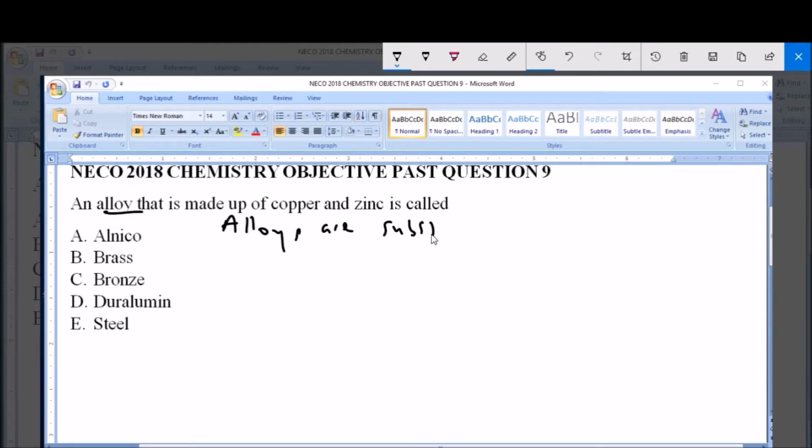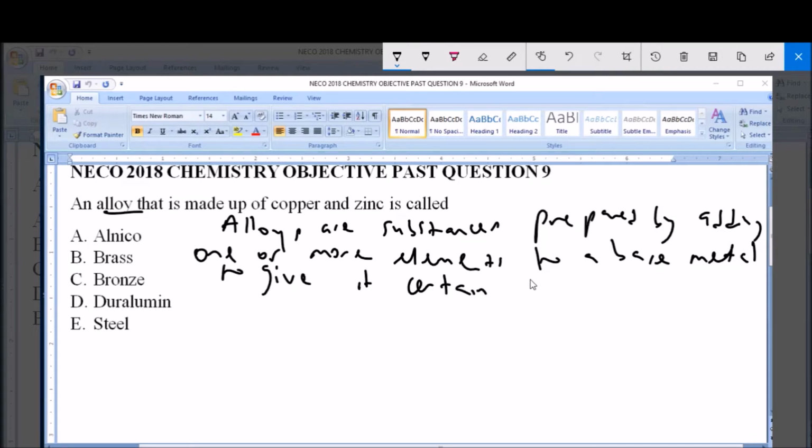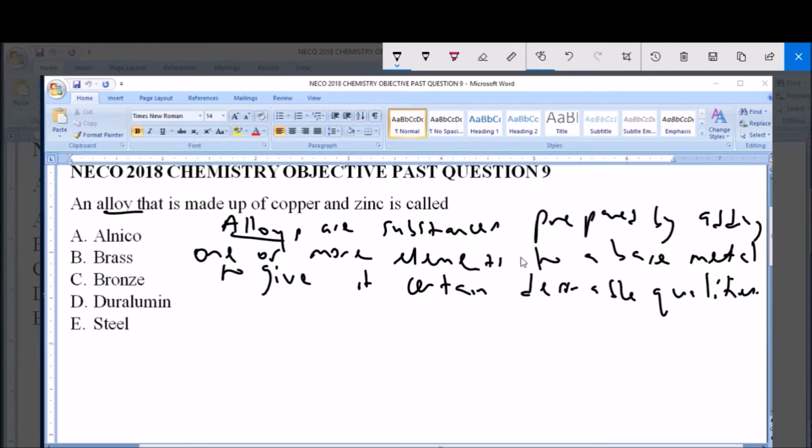So, alloys are substances prepared by adding one or more elements to a base metal to give it certain desirable qualities. So basically, formation of alloys involves mixing or adding one element to a base metal, to a metallic element, to give it some certain desirable qualities or characteristics.